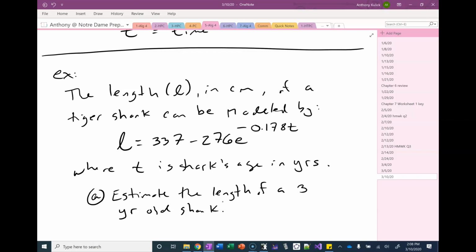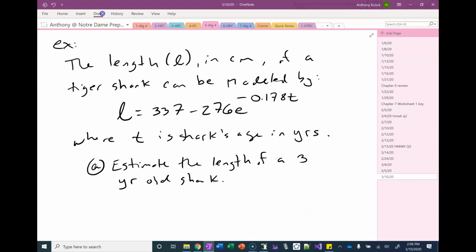So here we've just given you the model to use in the problem, so you didn't have to write your own. The first question we're going to ask is to estimate the length of a 3-year-old shark. So what parameter am I looking for in my model, L or T? L, because we're asking for a length. So to find L, we need to plug in a value for T. What value of T are we going to plug in? 3, because that's how old the shark in question is. And T represented the age of the shark in years.